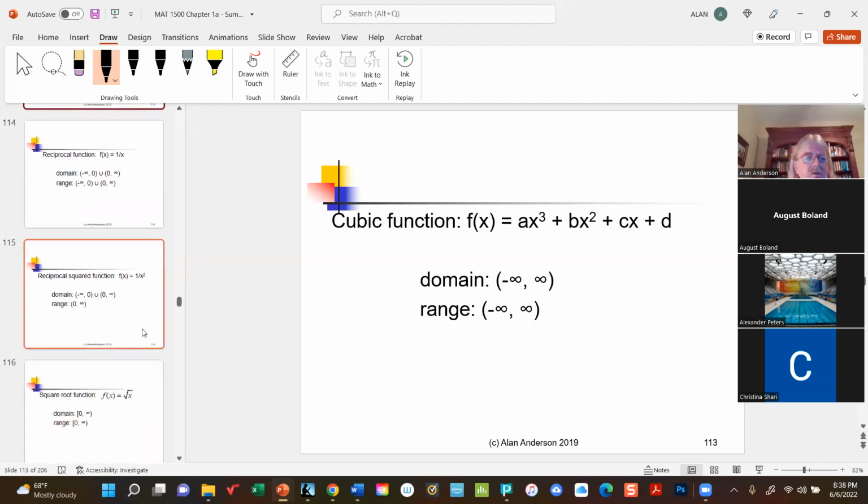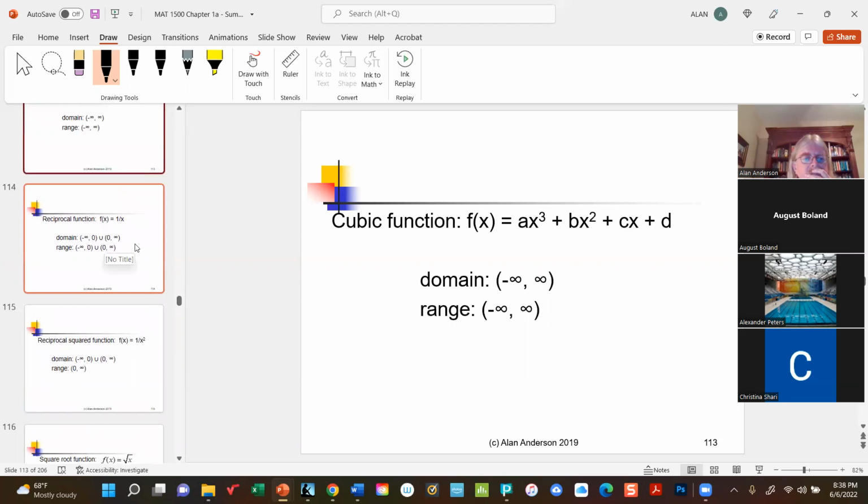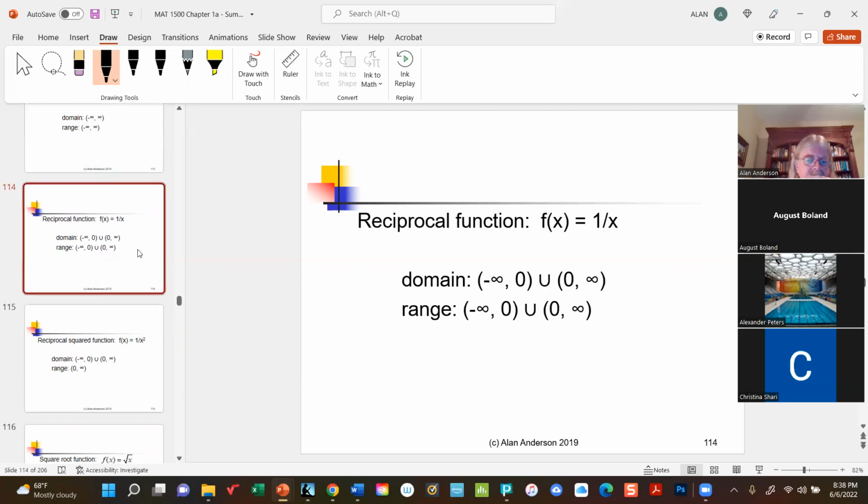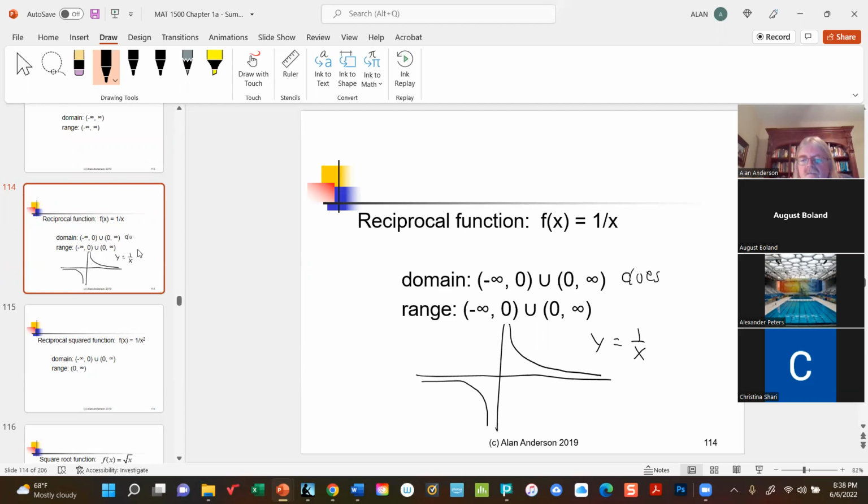Now these last two or three, we do have some restrictions. For example, 1 over x, which we saw earlier, the so-called reciprocal function, which now we're getting very familiar with. Anything can go into the function except zero. Let's just make a note here, this does not include zero.